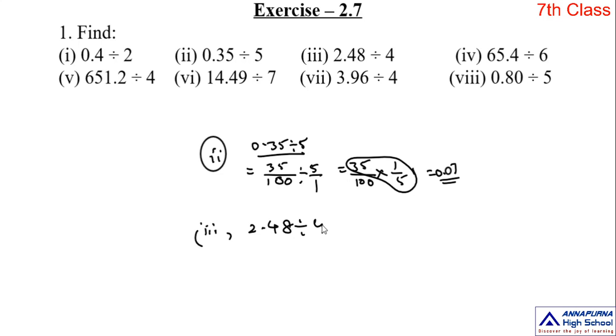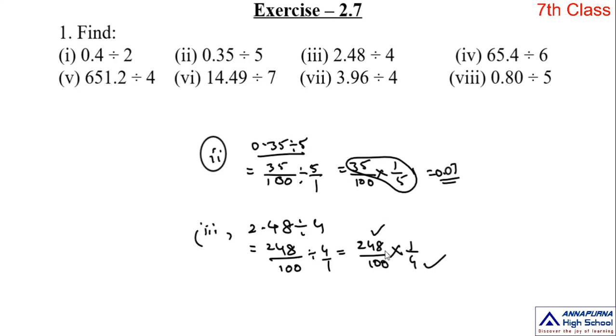2.48 divided by 4. 2.48 means 248 by 100. So the point is after how many digits? 2 digits. So 1 followed by 2 zeros. Divided by 4 means 4 by 1. The procedure is the same: 248 by 100 into the reciprocal of 4 by 1, which is 1 by 4. Now you divide these two.